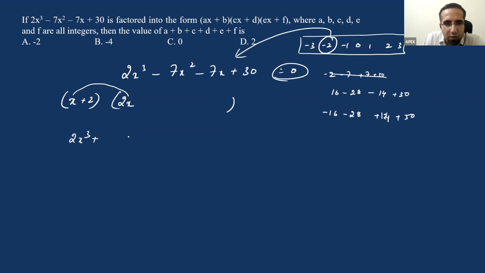Plus I have 2 2s are 4x. Clear? And I also want a, so there's going to be x square, right? Yeah. So this is plus 4x square.